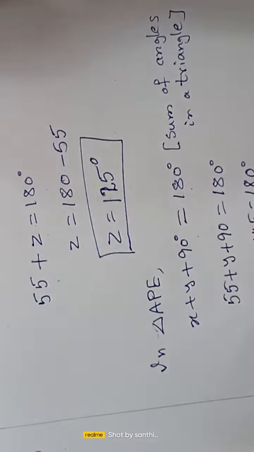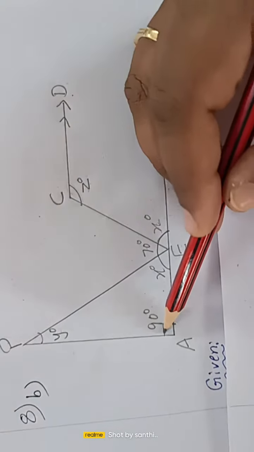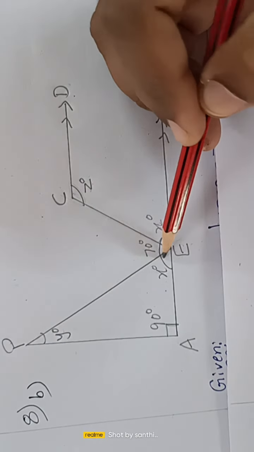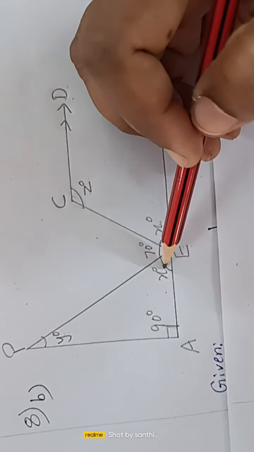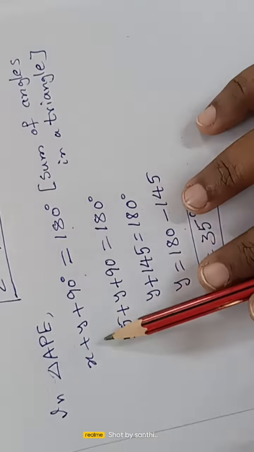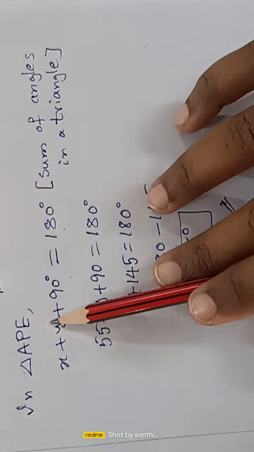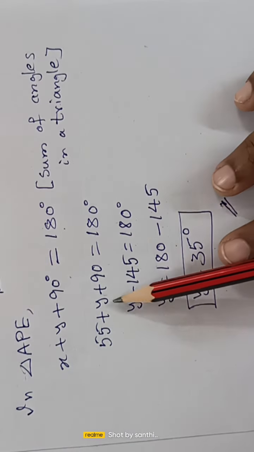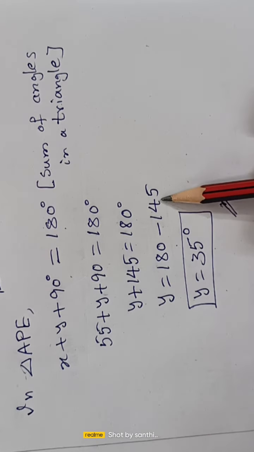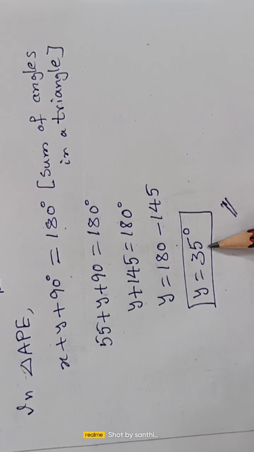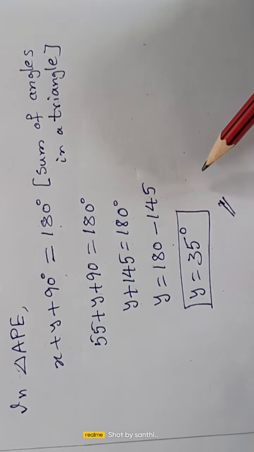Now if you consider triangle APE, they have given 90 here already. We found the x value. The third angle y should be found. We know that the sum of angles in a triangle is 180. We use that property. Then x plus y plus 90 becomes 180. x is 55, which we already found. So y plus 90 plus 55, that is 145. Go to that side, minus 145. 180 minus 145 is 35. Therefore, the y value is 35. Hence, we found the values of x, y and z.